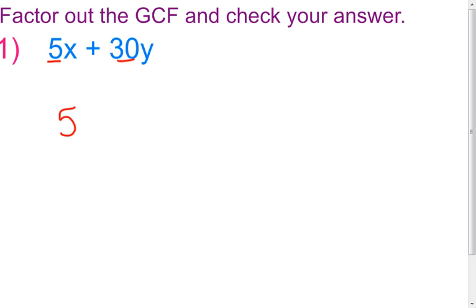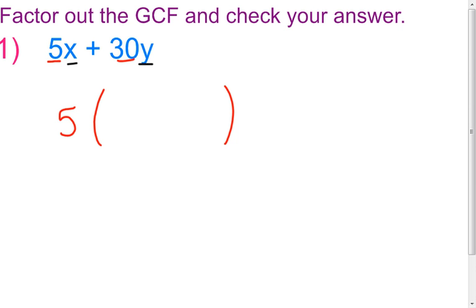Okay? Then I will look at my variables, my x and my y, and I want to see, is there a variable that goes into both x and y? Do both of those have at least one thing in common? And they don't. So the only thing I can pull out of here is a 5. Then you're going to go in parentheses like this, and you're going to see what you're left with. What goes inside that parentheses is what you get when you distribute the 5 through that parentheses and multiply it out, you should get back what you started with.